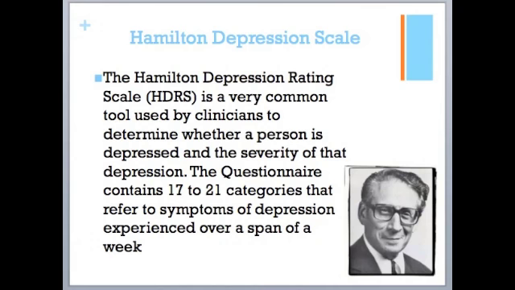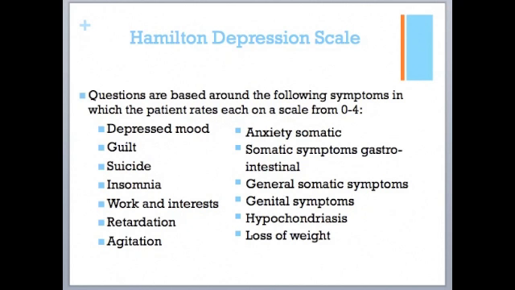The Hamilton Depression Rating Scale is a very common tool used by clinicians to determine whether a person is depressed and the severity of that depression. The questionnaire contains 17 to 21 categories that refer to symptoms of depression experienced over a span of a week. Questions are based around the following symptoms, in which the patient rates each on a scale from 0 to 4: depressed mood, guilt, suicide, insomnia, work and interests, retardation, agitation, anxiety, somatic symptoms gastrointestinal, general somatic symptoms, genital symptoms, hypochondriasis, and loss of weight.